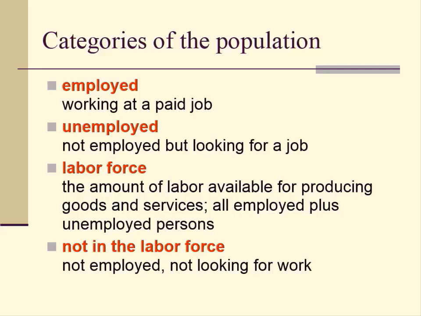First, we define employed, let's call it letter E, as working at a paid job. Unemployed, letter U, for not employed but looking for a job. Then you can name labor force, let's say L equals E plus U. That is the amount of labor available for producing goods and services, which is equal to all employed plus unemployed persons. And we can define not in the labor force as being equal to adult population minus labor force. Those are not employed, not looking for work. In the United States, side note, the adult population are the people 16 and over.